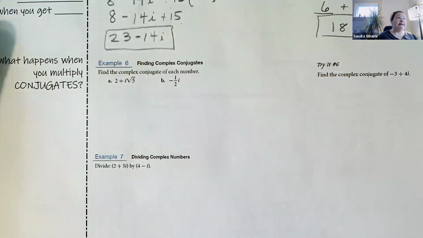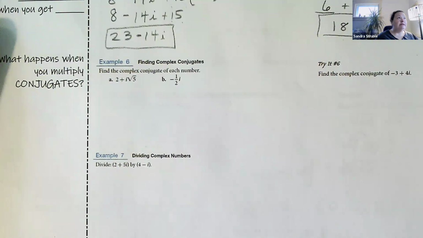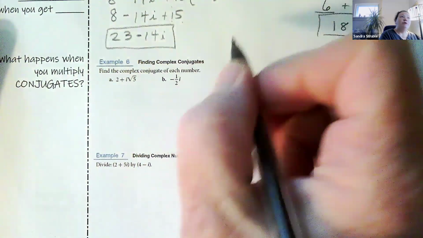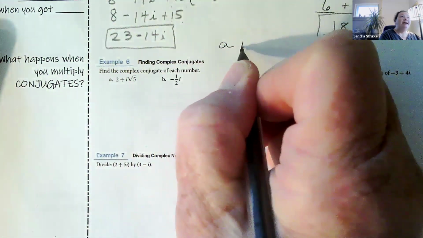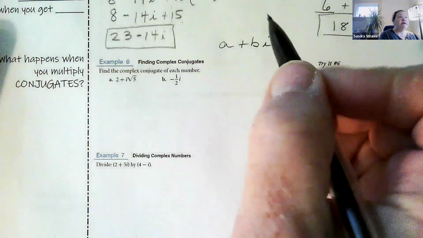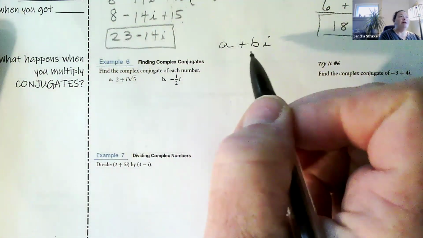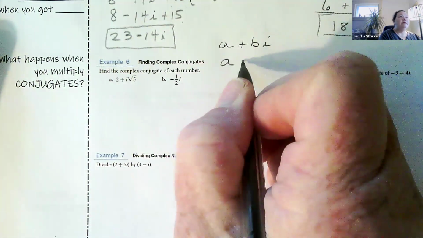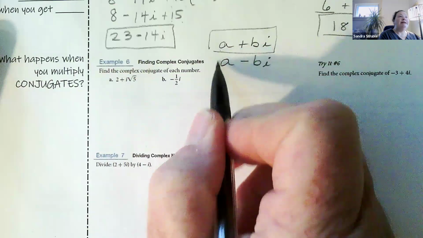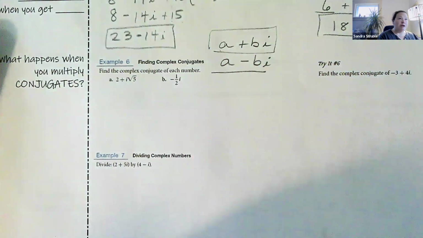Okay, example 6, finding complex conjugates. Still working with our complex numbers, where we have the real number and the imaginary number. To find a complex conjugate, you're going to take your regular a plus bi, and the only thing that changes for the complex conjugate of this is the imaginary becomes negative. So you take your original and you just change the sign of your imaginary.